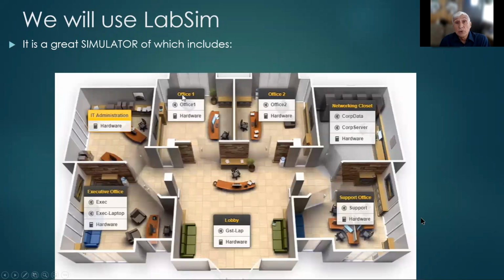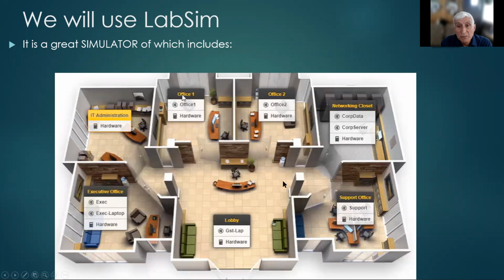So in this course, we're going to use LabSim. LabSim is a great simulator, which includes the whole view of an office, a whole view of an adjoining building. And what it will allow you to do is to click on any one of these computers that are in these different places. This is the actual office. And you could get in there and control and configure the hardware and software.